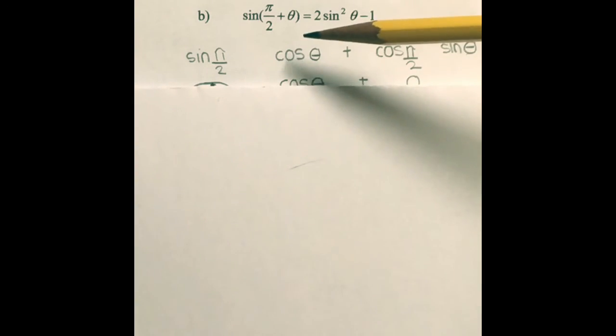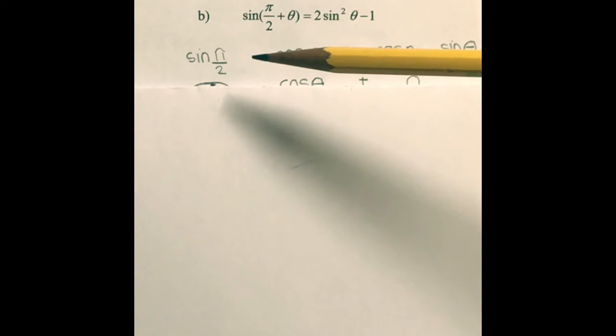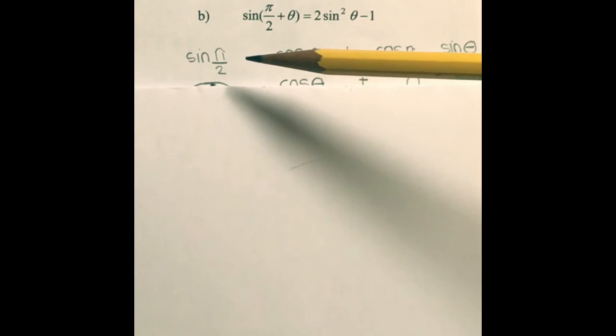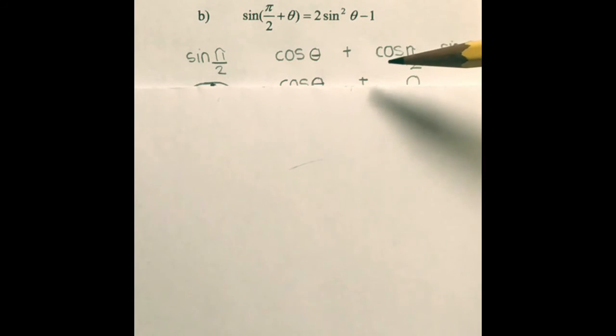Alright, for this problem here, we have sine times, in parentheses, pi over 2 plus theta equals 2 sine squared theta minus 1. We must notice this as a sum identity, in which we can write it as sine cosine plus cosine sine. So now we have sine pi over 2 times cosine theta plus cosine pi over 2 times sine theta.